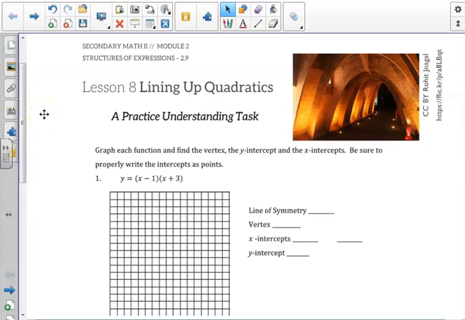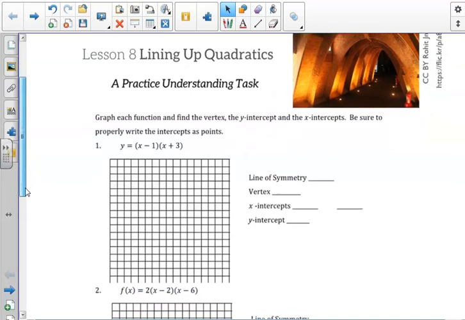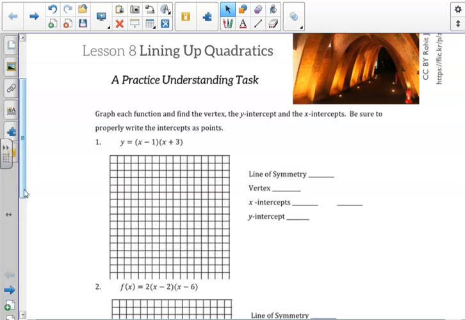In Lesson 8, Lining Up Quadratics, we are asked to graph each function below in 1 through 4 and find the vertex, the y-intercept, and the x-intercepts. We are then asked to be sure to properly write the intercepts as points. So if we take a look at number 1, we can see that this equation is definitely in what we would call factored form, and we've been working in factored form for the previous several lessons in this unit.